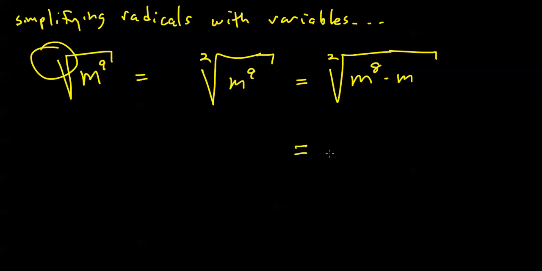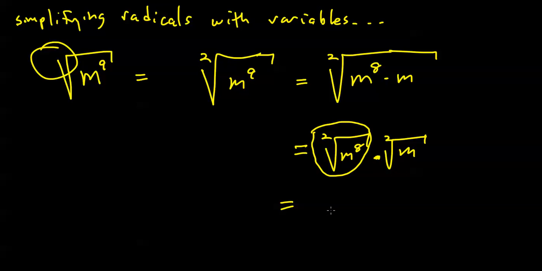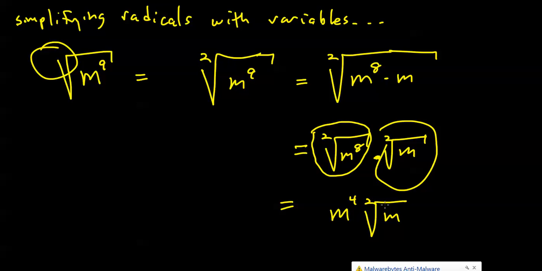and I can then break up that square root sign over that product. Alright, now both of these factors are really 7.1 type problems. What's the square root of m to the 8th? Well, I claim that's m to the 4th power, because m to the 4th squared is m to the 8th, times, well, the square root of m. I can't simplify that any further. I just write that as the square root of m.